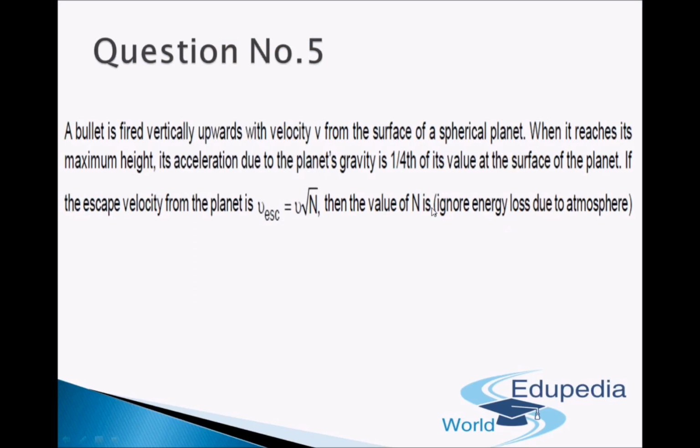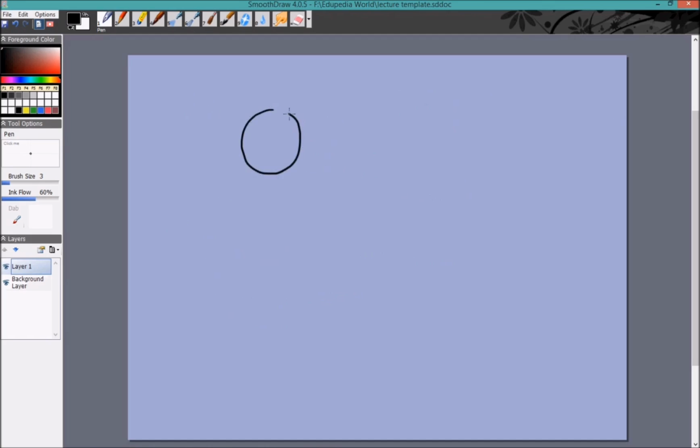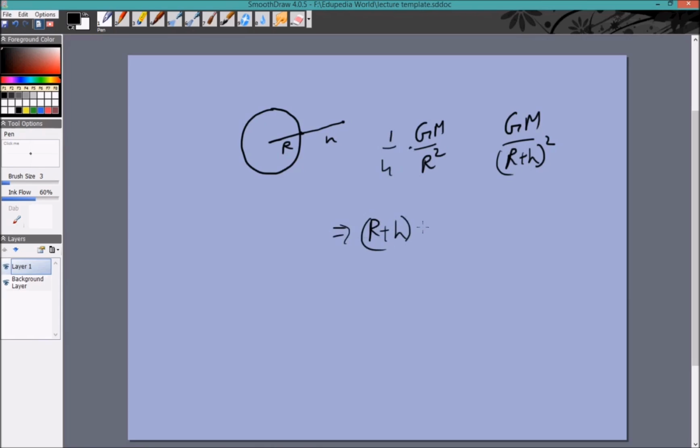In the next question, a bullet is fired vertically upwards with a velocity v from the surface of a spherical planet. When it reaches maximum height, the gravity is 1/4. We want to find the escape velocity. So let's say this is the surface of the planet, this radius is r, let's say this height is h. So initially the gravity is gm by r square, finally the gravity is gm by r plus h whole squared. We are given that gm by r plus h whole squared is 1/4 of gm by r squared. That means r plus h is equal to 2r. That means h is equal to r.